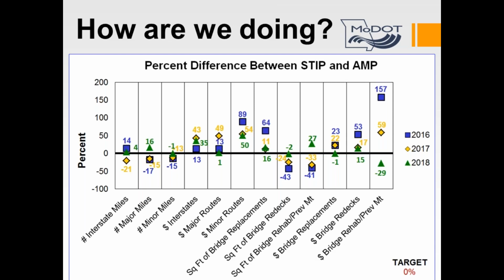This is probably my favorite slide of the whole presentation. So whenever we start a new program at MoDOT, we always measure ourselves. How does what we plan to do compare to what we actually did? We all need to be accountable to the plan, and I'm thrilled to see these results. So this compares what the district said they were going to do in the asset management plan versus what actually got programmed into the STIP. In other words, how well is asset management being implemented?